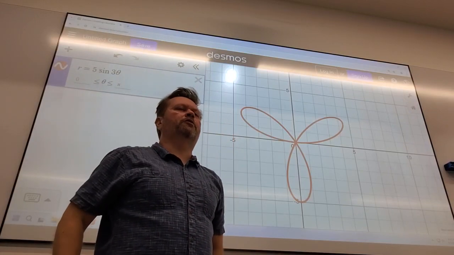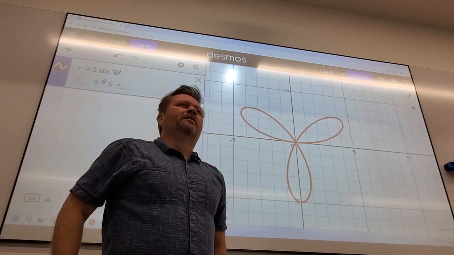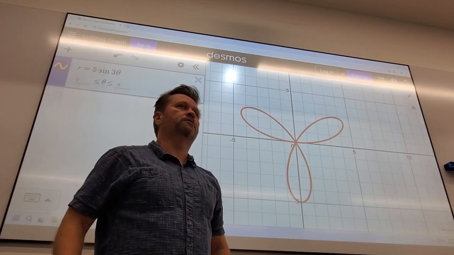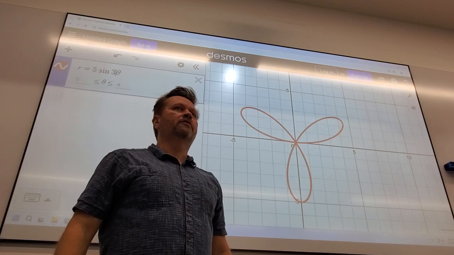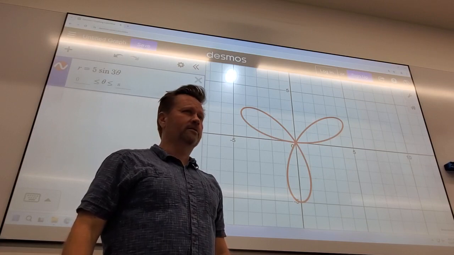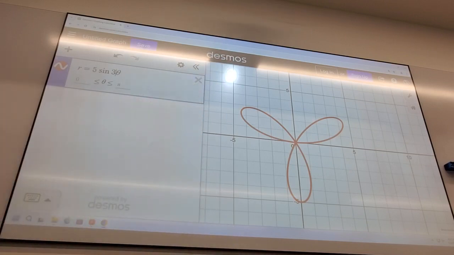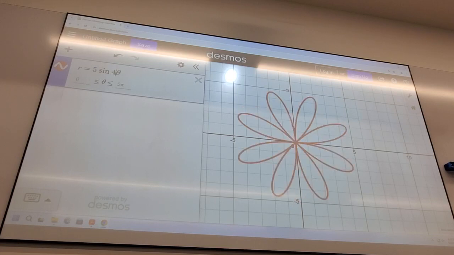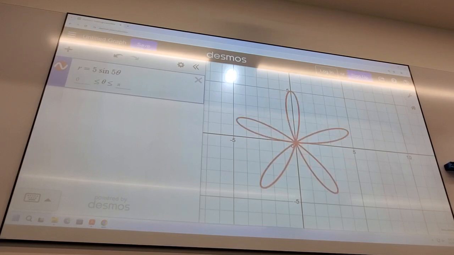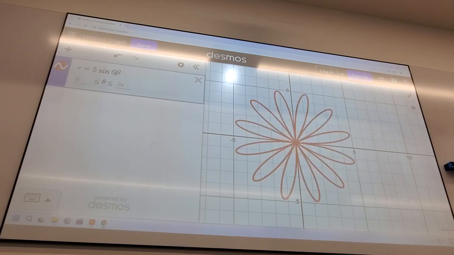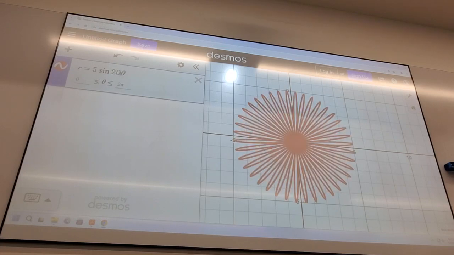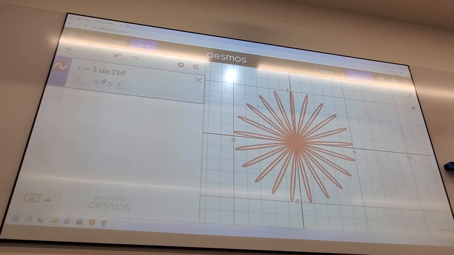So what's your guess if I put a 4 there? When it was 2, it was 4 leaves. 3, it's 3 leaves. 4 is going to be 8 leaves. Every even one ends up with double. So 5 is going to have 5 leaves. 6 is going to have 12 leaves. 20 is going to have 40 leaves. 21 is going to have 21 leaves.